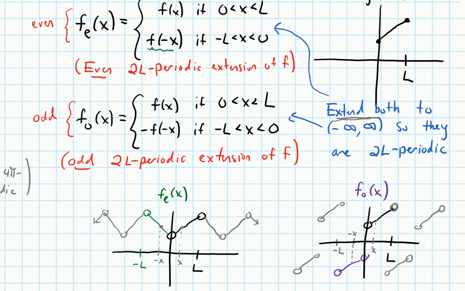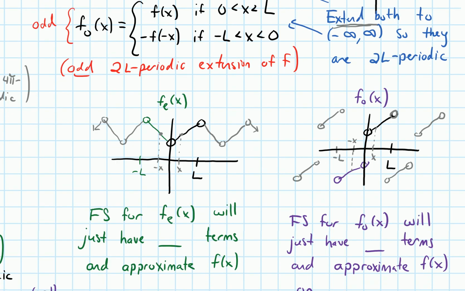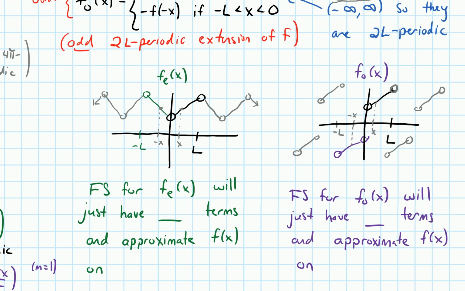So next, let's talk about what the Fourier series for these two things look like. All right, so the Fourier series for fe of x, because it's an even function, will just have cosine terms. And moreover, it's going to approximate f of x. So remember, f of x was just on this part of the graph. It'll approximate f of x on the interval from 0 to L.